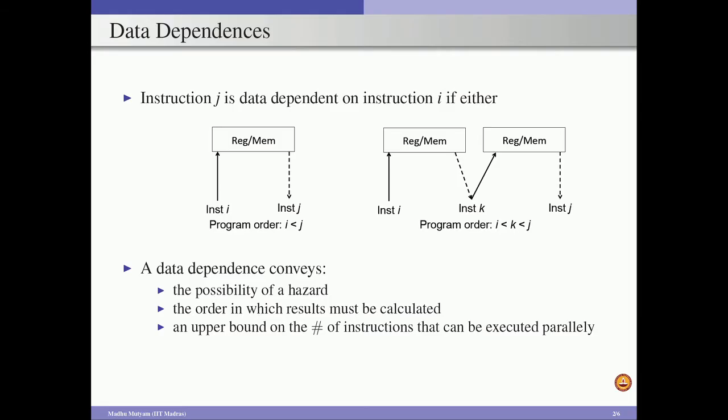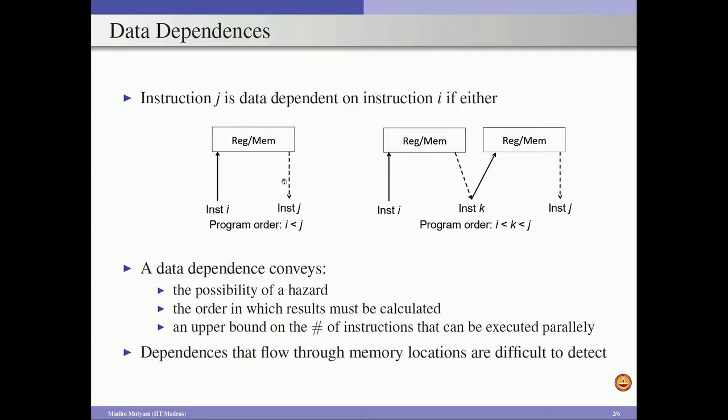And finally, once there is a data dependence between instruction I and J, even when we have multiple functional units in our superscalar pipeline design, we cannot execute these two instructions simultaneously. At any point of time, we can execute only one of them. So, because of the data dependence, we have a limit on the number of instructions that can be executed in parallel.